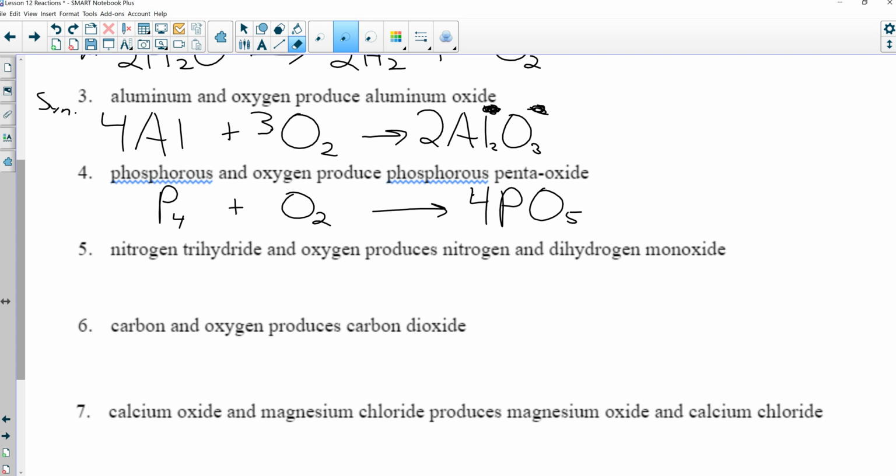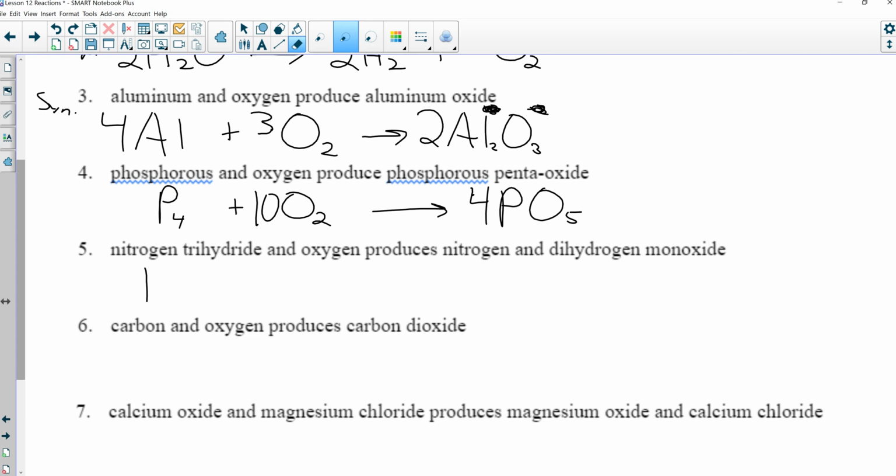So if I put a 4 here, okay, that now balances my phosphorus and gives me how many oxygens? 20. Okay, what needs to go in front of this? Right. Okay, everyone all right with that? Yeah. So like I say, it doesn't work every single time to start with the biggest number, but it works often enough that when it doesn't, it's pretty obvious what to do. Okay. All right, let's look at number 5 here.